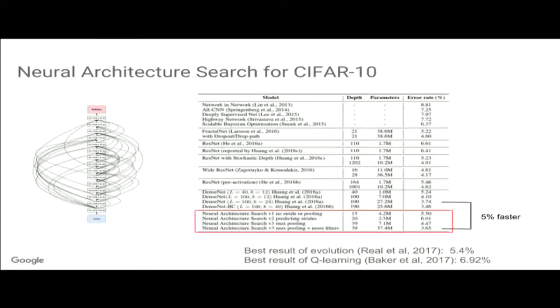Okay, so the scalable Bayesian optimization method is at 6.37%, and actually getting past 4% is really hard. There's also a result for evolution. They get 5.4%. And concurrent to our paper, there's also the Q method using Q-learning, and they got 6.9%.